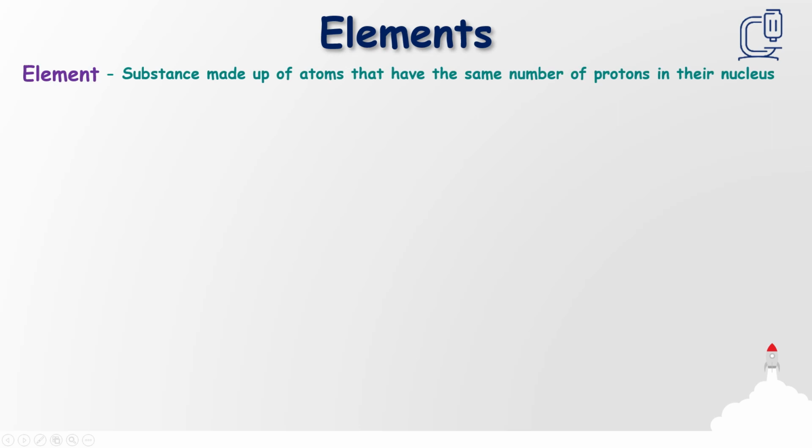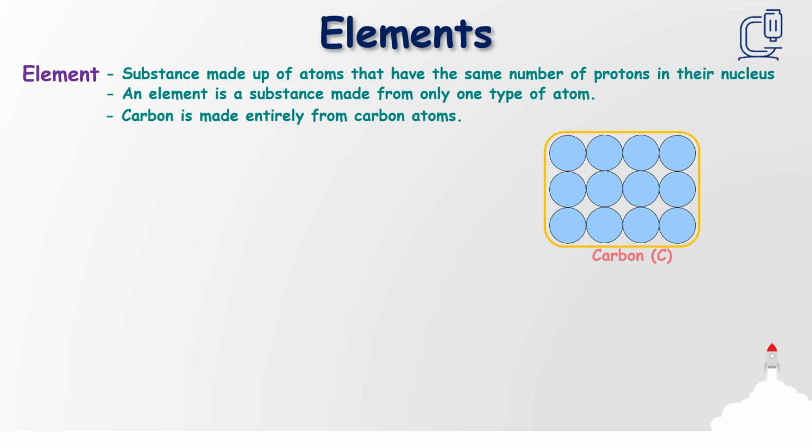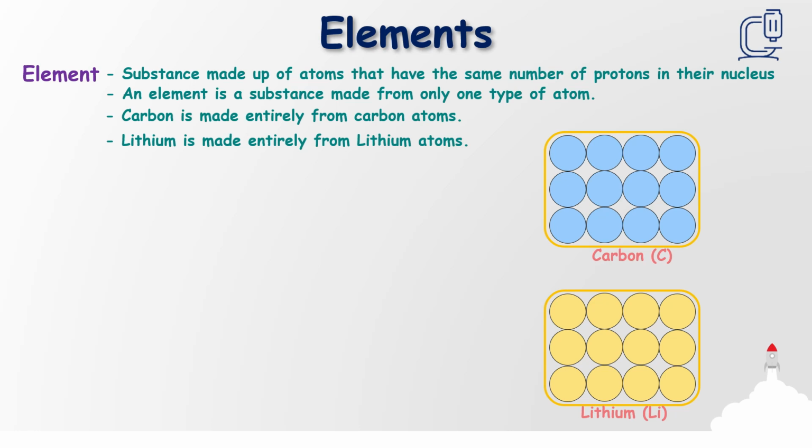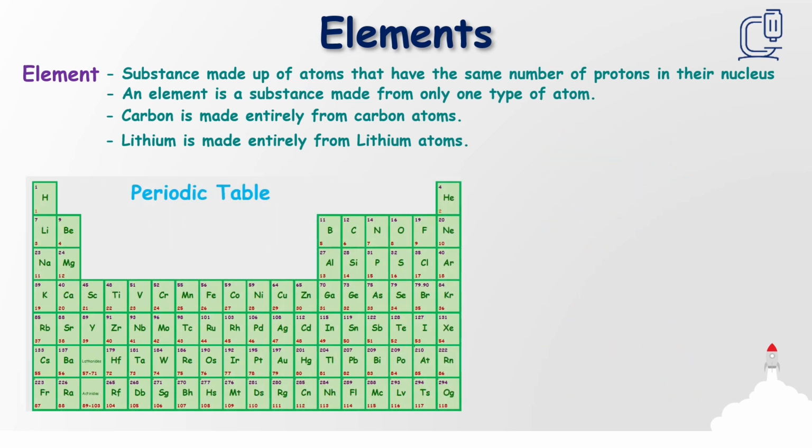To recap, we can define an element as a substance made up of atoms that have the same number of protons in their nucleus, or in other words, an element is a substance made up from only one type of atom. For example, carbon is made entirely from carbon atoms as shown in this image, and lithium is made entirely from lithium atoms as shown here. The periodic table shows all the elements. There are over 100 different elements, and each box is called a nuclear symbol. The number of protons in the nucleus decides what type of atom it is.